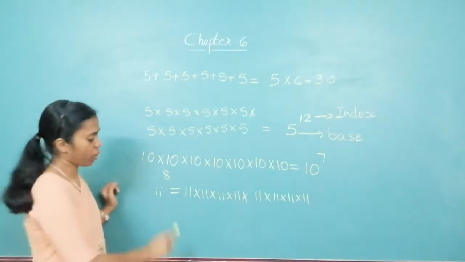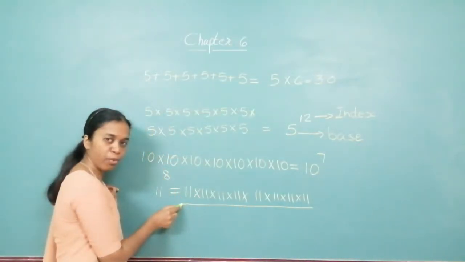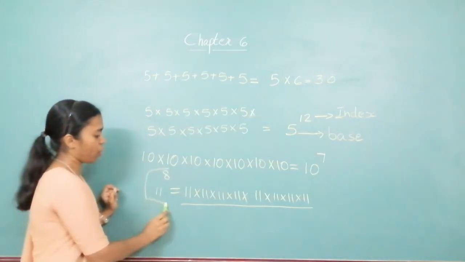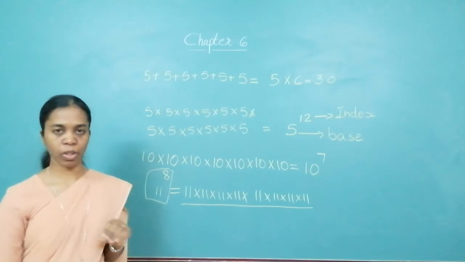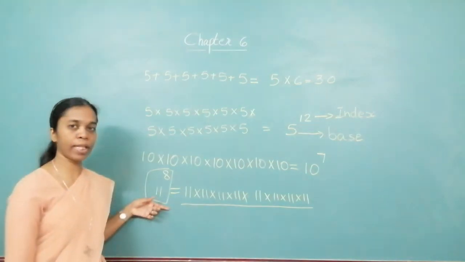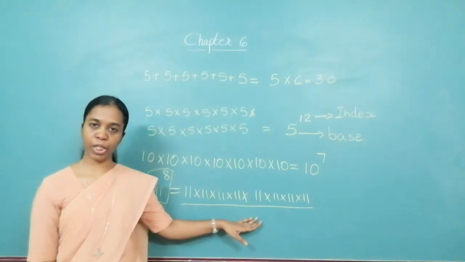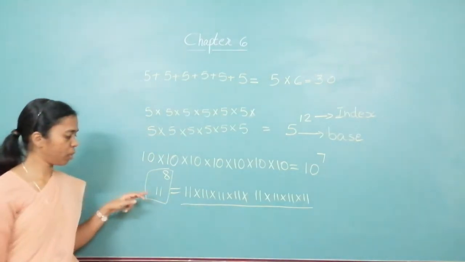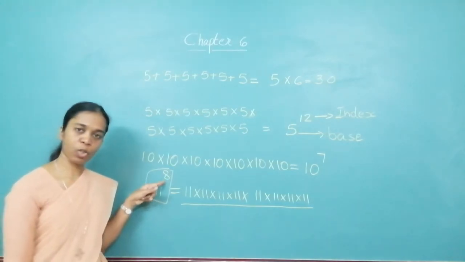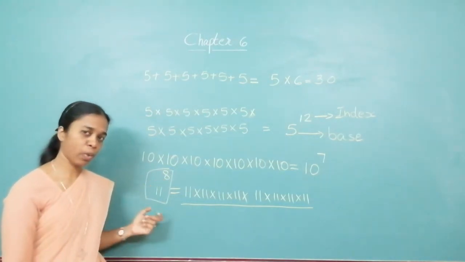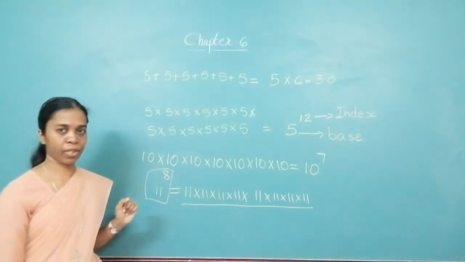8 times. So when I write like this, it is known as the multiplication form, and this way of writing is known as the index form. This way of writing it is known as the index form. This way of writing it is known as the multiplication form. In index form, 11 is my base, 8 is my index or exponent. How do I read this? 11 raised to 8.